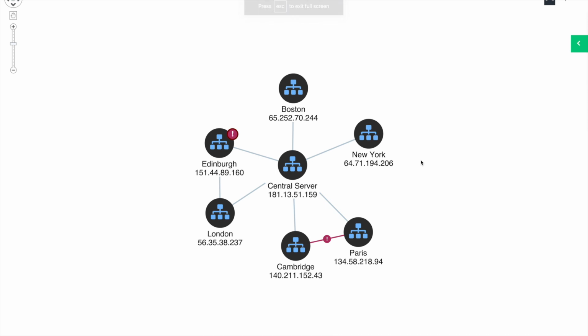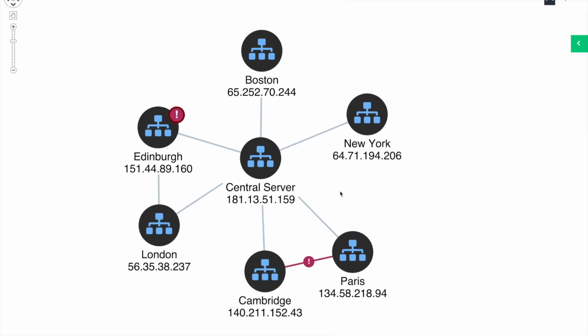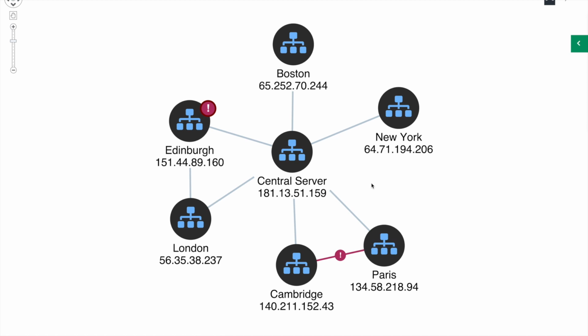So the first example I'm going to show you is this one. It's a technique called aggregation or grouping. We call this feature combos in Keylines and Regraph. And what we're doing is showing a high-level representation of the network first. This is maybe the view that you're going to get in your situation room. We can see that there's a problem in Edinburgh, and we can see that there's a problem between Paris and Cambridge. Very easy to see that at a very high level.